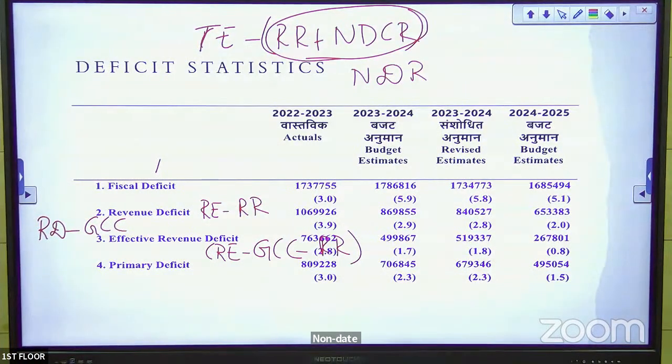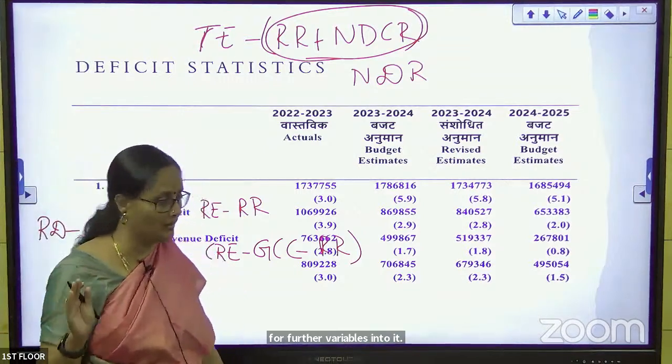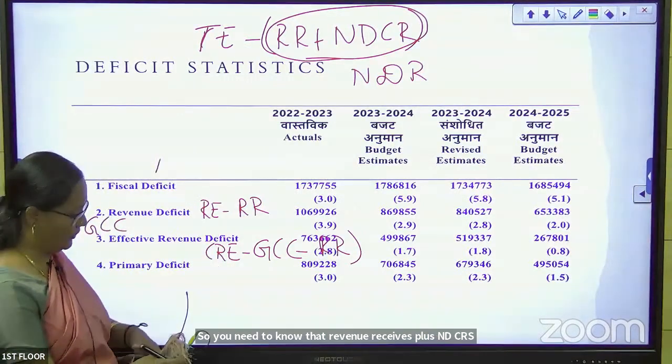When you write NDCR, I want you all to remember this NDR word because it is frequently used in the budget. And in the examination, if they ask you a question, total expenditure minus NDR is fiscal deficit. Yes, it is fiscal deficit. You should not be going and searching for revenue receipts there. You followed what I said? Total expenditure minus NDR is the correct formula for fiscal deficit. Please don't go and search for further variables in it. So, you need to know that revenue receipts plus NDCR is NDR. And that is the formula for the fiscal deficit.